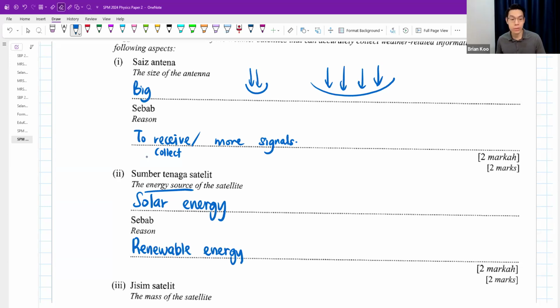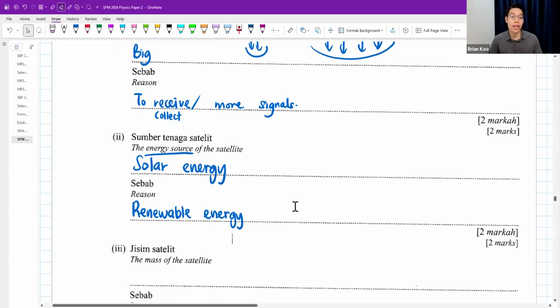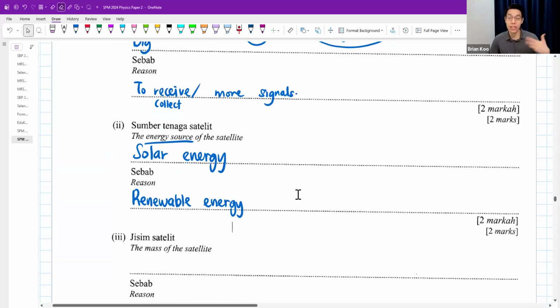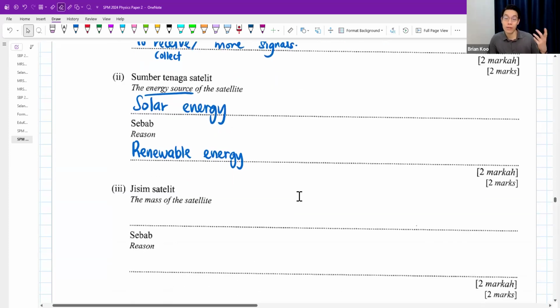It is a renewable source of energy. It is long-lasting. It can keep supplying energy continuously. It prevents the satellite from running out of power, that kind of thing. But I feel the most direct, best answer is renewable.